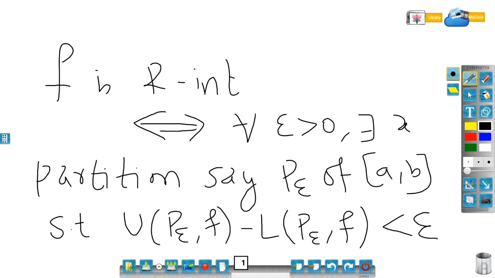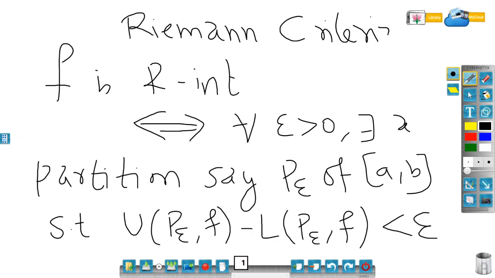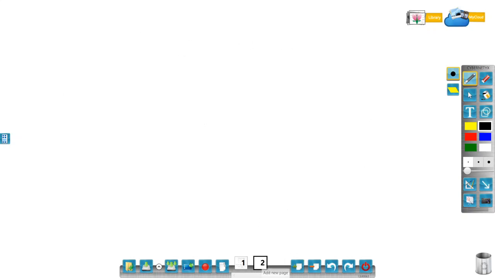This we have stated and we have proved in the last lecture, and we have seen the proof is not difficult, so one can prove it easily. This is a very powerful result. This is called the Riemann criteria. So this is a necessary and sufficient condition for R integrability. Right. So let me have a question now.